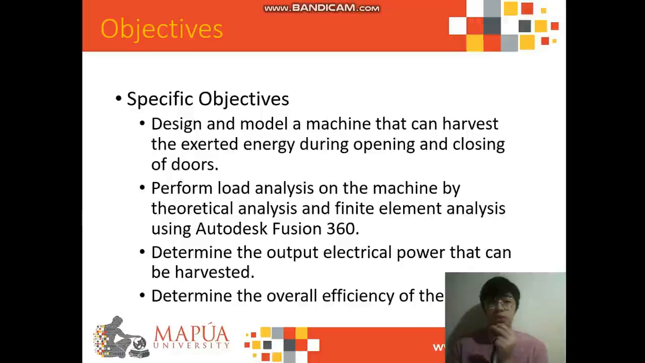And these are our specific objectives. Design and model a machine that can harvest the exerted energy during opening and closing of doors. Perform load analysis on the machine by theoretical analysis and finite element analysis using Autodesk Fusion 360. Determine the output electrical power that can be harvested. Determine the overall efficiency of the system.